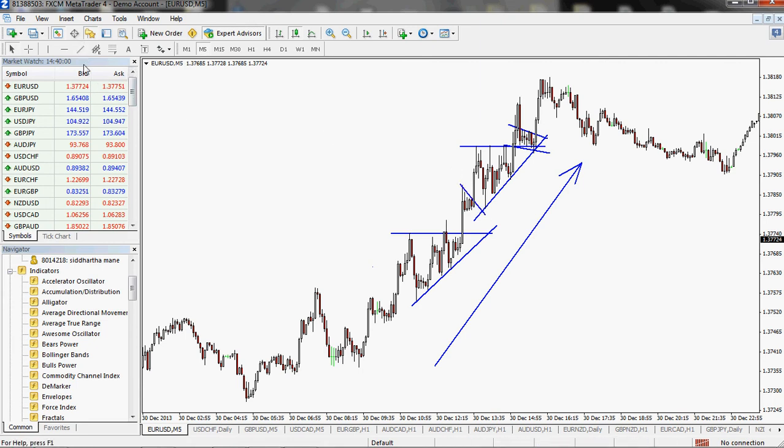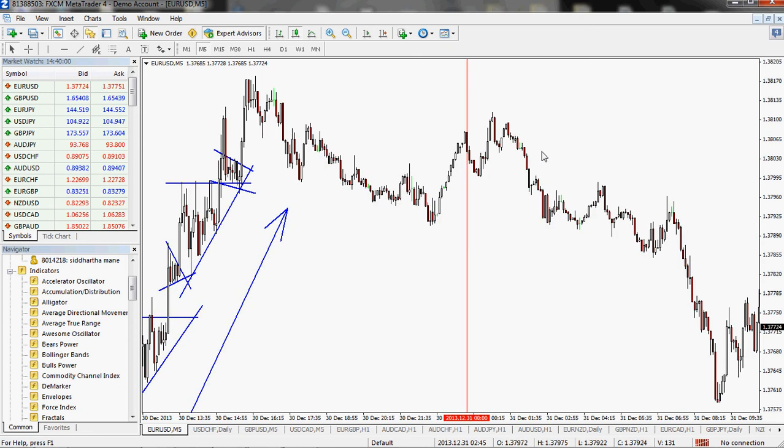If you see this one, this is a triangle pattern. So it really depends on you whether you think of it as a rectangle or a triangle, but anyhow that's a continuation pattern actually. Once this is broken, this is another entry point, and this is another triangle, and this is a wedge actually.